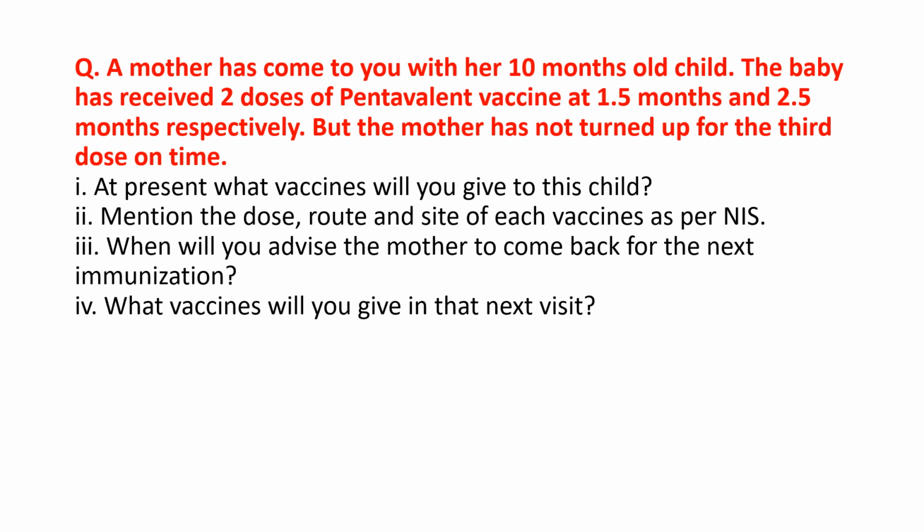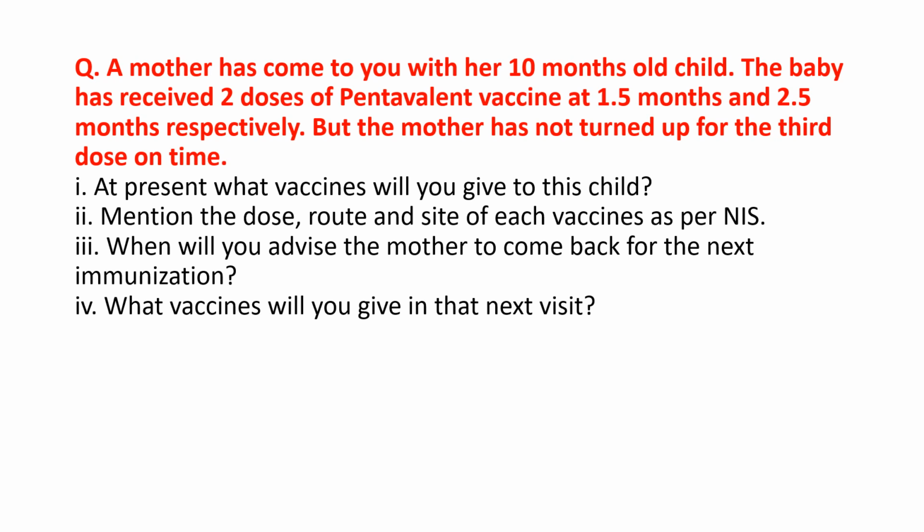So now coming to a totally different problem card. This is more associated with your immunization, and it is one of the most important areas of community medicine. This particular card reads that a mother has come to you with a 10-month-old child. The baby has received 2 doses of pentavalent vaccine at 1.5 months and 2.5 months respectively. But the mother has not turned up for the third dose on time.